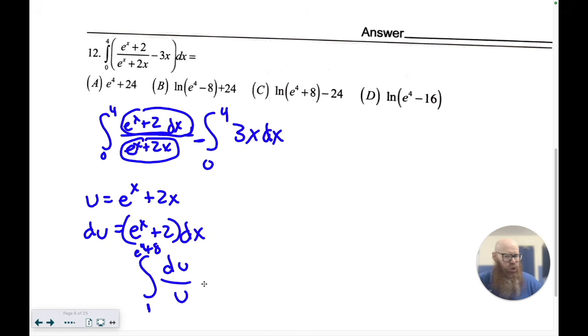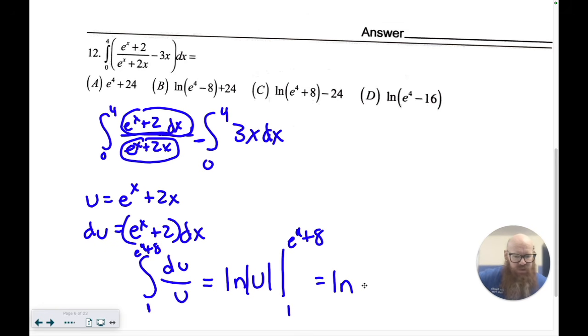And then I'm just going to do this one. So this becomes the antiderivative of 1 over u is the ln of u. It's really the absolute value, but it's not going to matter because these are positive. And then it's evaluated from 1 to e to the 4th plus 8. And that means I do the fundamental theorem of calculus. So the ln of e to the 4th plus 8 minus the ln of 1, but hopefully we know the ln of 1 is 0. So I just get that.